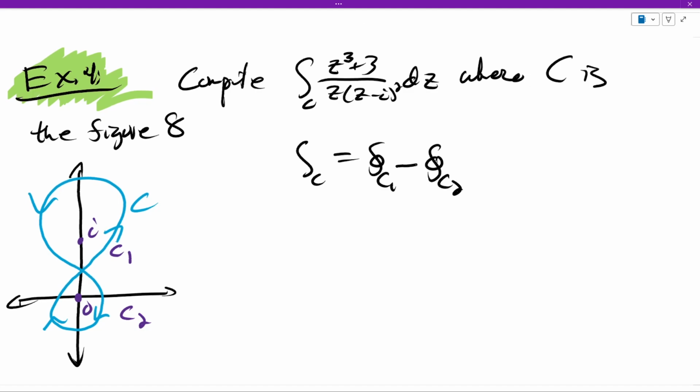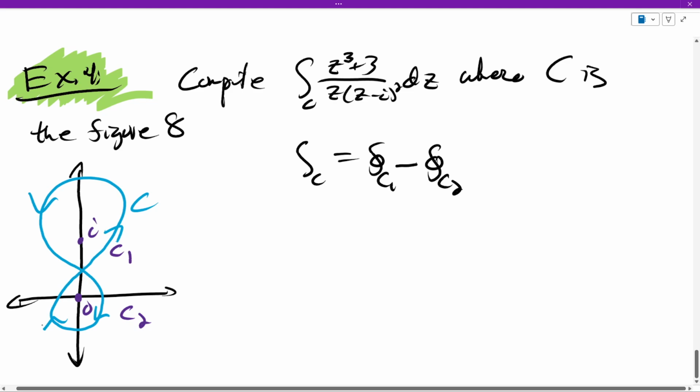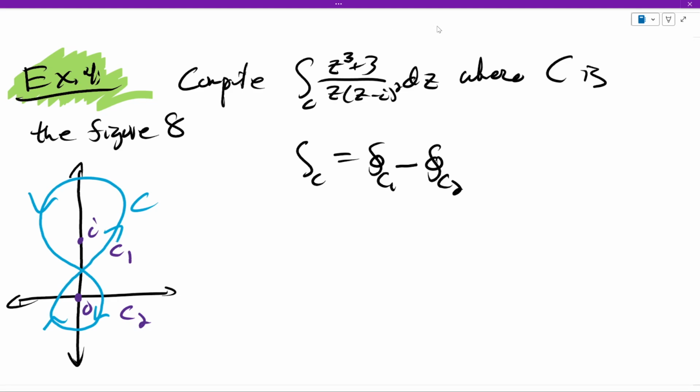So I want to integrate over C1, but then the integral over C2, if we didn't put a negative sign there, would give us the value the opposite way. We don't want that value. We want the value going the clockwise direction. And so we subtract off the integral over C2. So let's do each one of these separately.